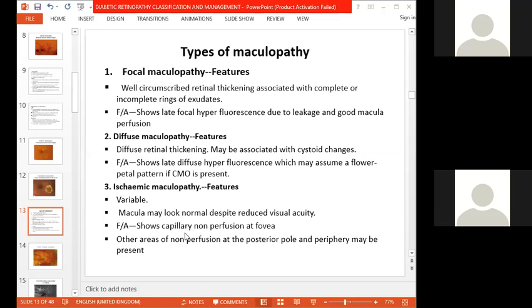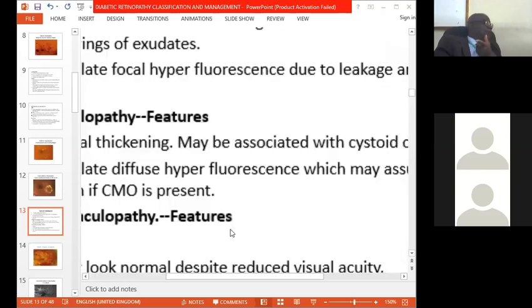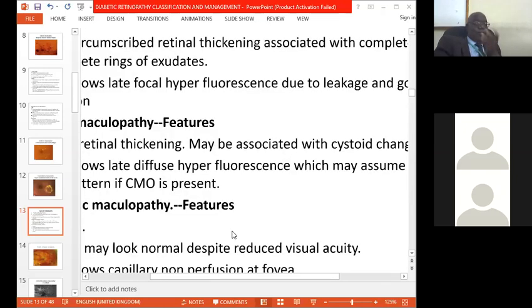So they will put in the usual fluorescein, then with time you start getting pictures, and it will show whether the macula is being perfused or there is non-perfusion. So this maculopathy, focal, diffuse, and ischemic, as I'm saying, fluorescein shows capillary non-perfusion. You cannot say this is ischemic maculopathy without a fluorescein angiography. What is the basis? Because perfusion must show through that.